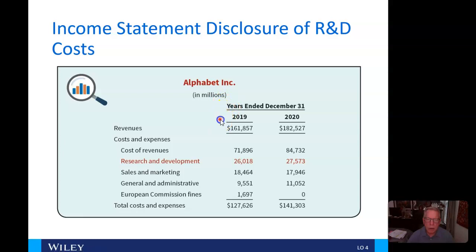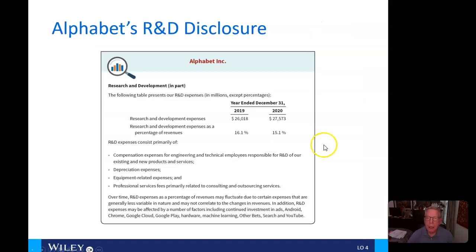Here, Alphabet Incorporated's 2019 and 2020 income statement shows the R&D costs right under our cost of revenues, right? Here is their disclosure, and they have a table presenting the R&D expenses in millions, here and here. And they've computed R&D expenses as a percentage of revenues, and you can see it's fairly substantial. And they tell you what it consists of, here, here, here, and here. And then over time, the R&D expenses as a percentage of revenues may fluctuate due to certain expenses that are generally less variable in nature. So they tell you a little bit about R&D so that you can make your own conclusions.